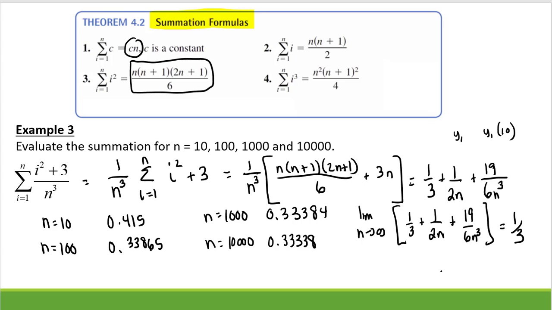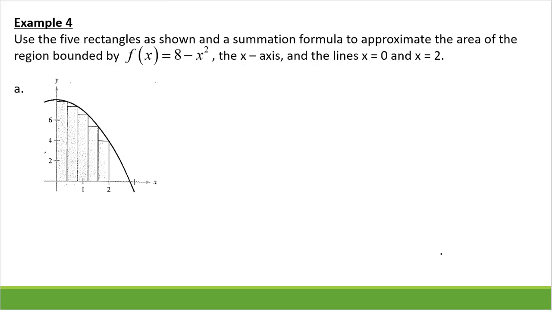Okay, this concept of summation notation is going to help us approximate the area under the curve. So I have 5 rectangles here, and I'm going to approximate the area from 0 to 2. Remember that delta x is b minus a over n, and they want us to use 5. So my delta x is 2/5.